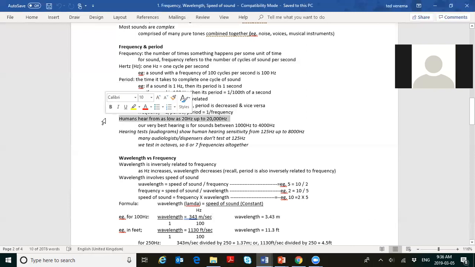Humans can hear from as low as 20 cycles per second, or 20 hertz, up to 20,000 hertz. And our very best hearing is for sounds between 1,000 and 4,000 hertz. And we've learned in 120 as to why that's the case. It's because of the outer ear canal resonance and because of the middle ear ossicular resonance. Those 2 resonances, the outer and middle ear, make our best and most sensitive hearing at the high frequencies between 1,000 and 4,000 hertz. And that's the sweet spot of our hearing.